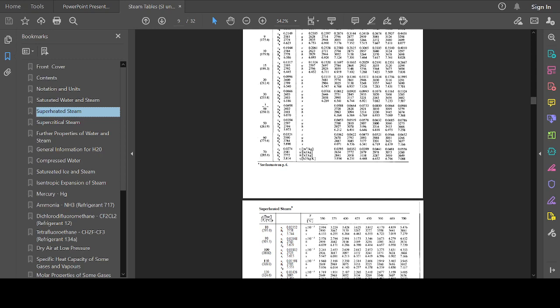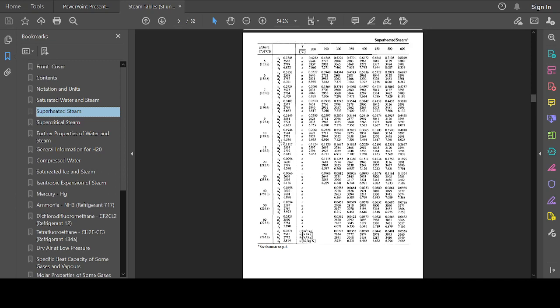But we can't find 38, meaning that 38 falls in between. One more thing: where is the temperature? The temperature is on this row. So we look for 400 degrees Celsius, then we trace it down. We can only find the corresponding values for those physical properties we are asked to find.